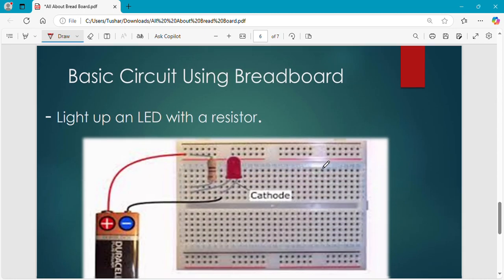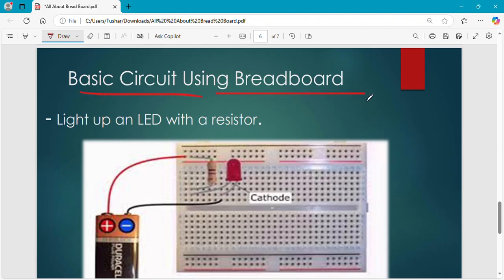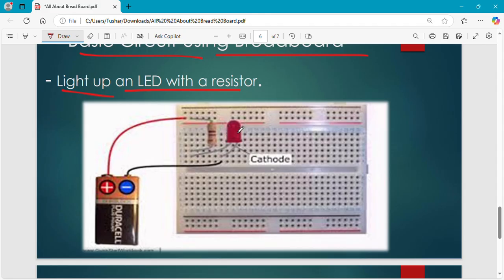Now, if we talk about the basic circuit used in a breadboard, I am going to explain one example: light up an LED with a resistor. Here is the example of the LED and the resistor. This is the negative of the LED and this is the positive. Here I have connected the battery negative in this hole, like the cathode. Battery negative is called cathode, you are already aware of it, and battery positive is called anode. Here I have connected it.